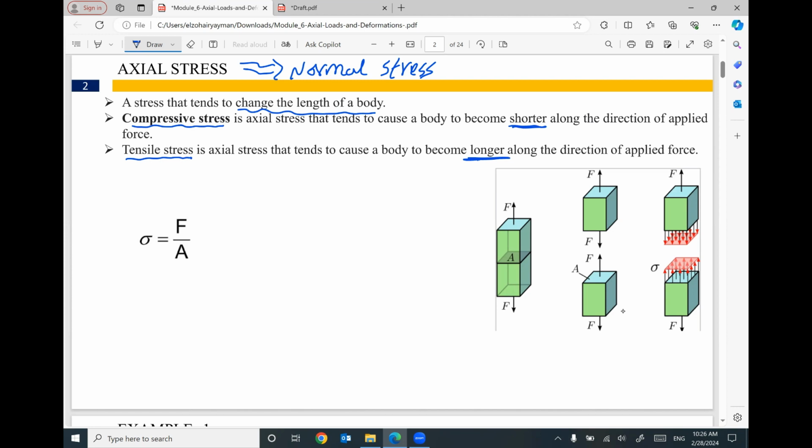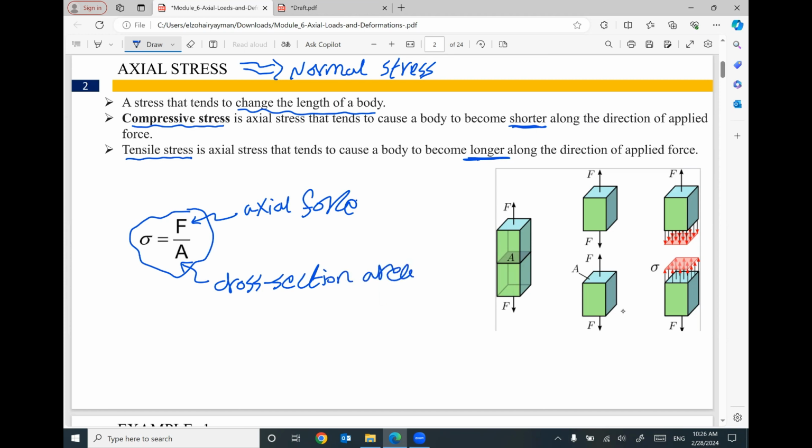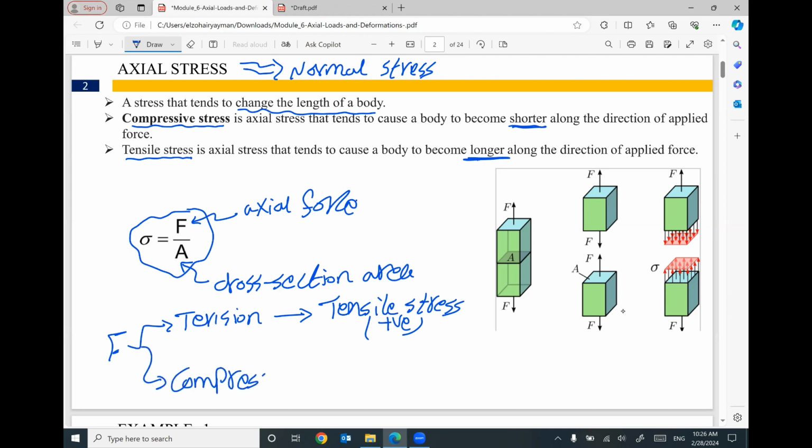And keep in your mind, the axial stress equals the applied force, the axial force, divided by the cross-section area. And keep in your mind, if your force is tension, that means the stress will be tensile stress, and it will be positive. If the applied force is compression, that means the created stress will be compressive stress, and it will be negative.